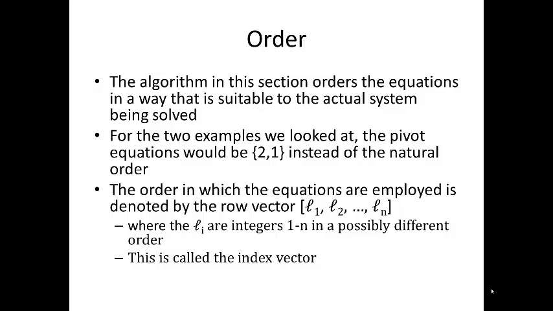The order in which the equations are employed is denoted by the row vector, and this is script L1, script L2, all the way out to script Ln, where the script L sub i are integers 1 to n in a possibly different order. We call this the index vector. And the strategy to now be described for determining the index vector is termed scaled partial pivoting.